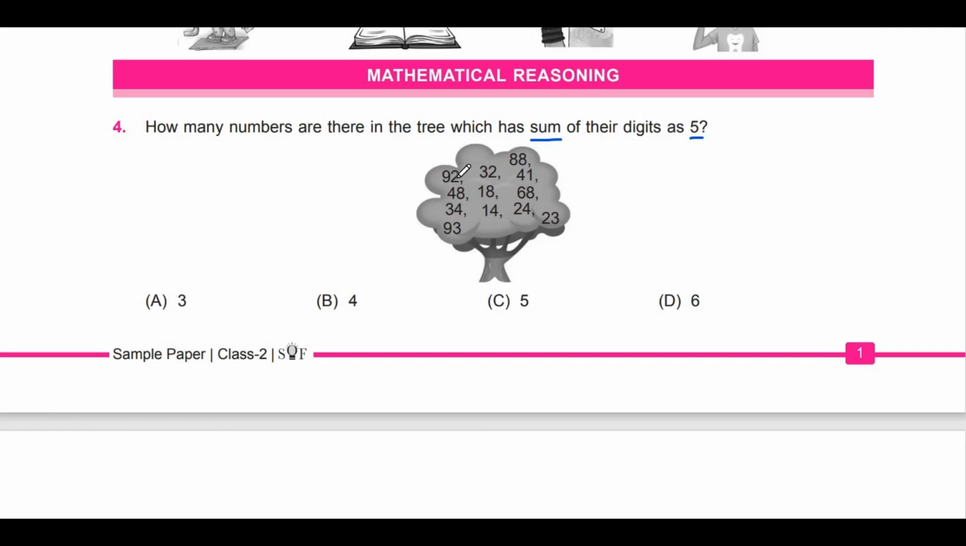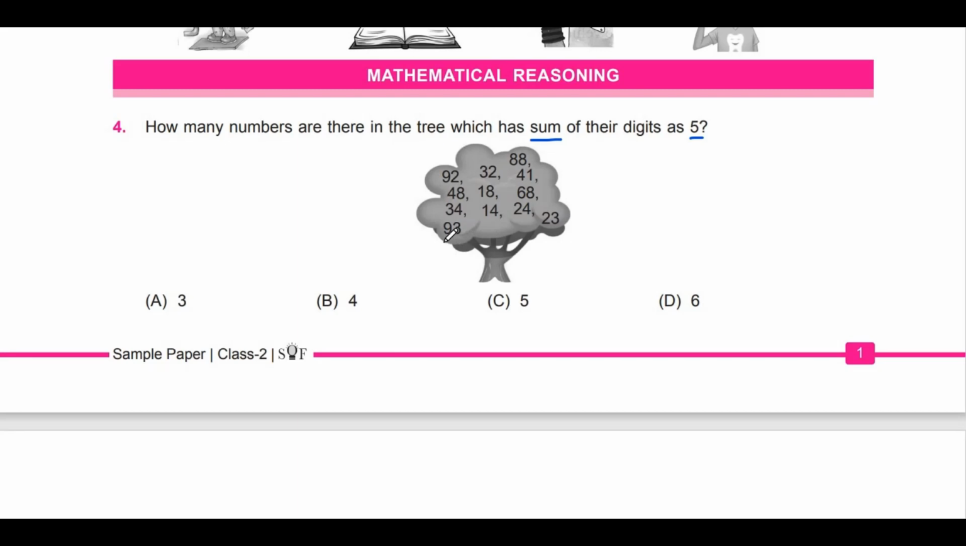So we have the first number as 92. We have to add up the digits, which is 9 plus 2. 9 plus 2 is 11. It's not 5. So 92 is not the right answer. Now let's see 48. In 48, 4 plus 8, it is 12. So 12 is not the right answer. We want 5. Now let's see 34. 34, you add up 3 plus 4, which is 7. No, that is also not the right answer.